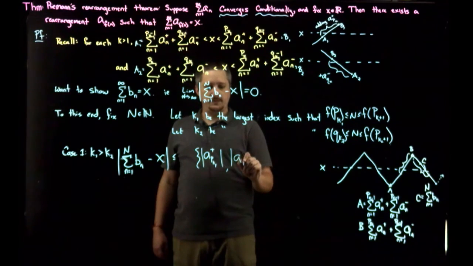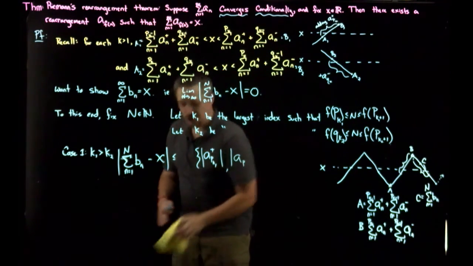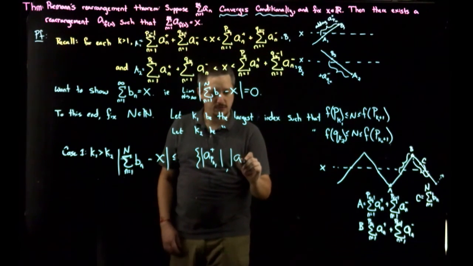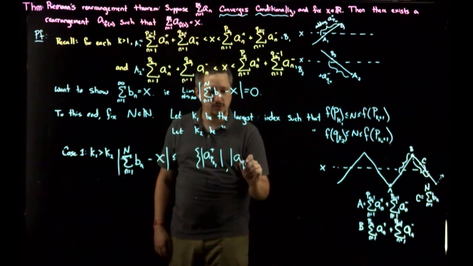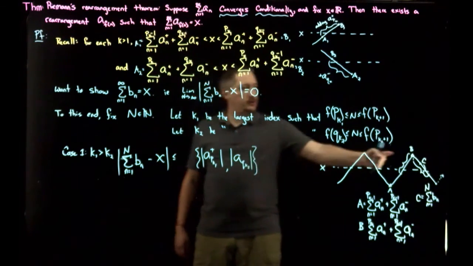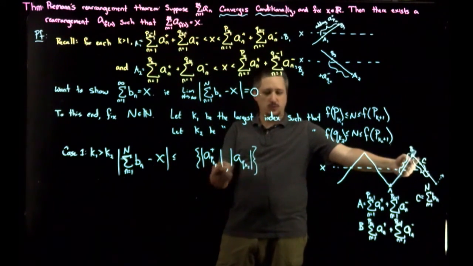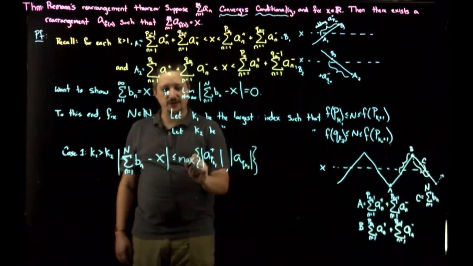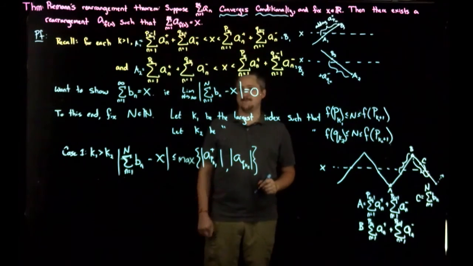So this is q sub k2. So depending on where it is, it's either less than that value or less than that value, which means it is certainly less than the max of those two values. Okay?